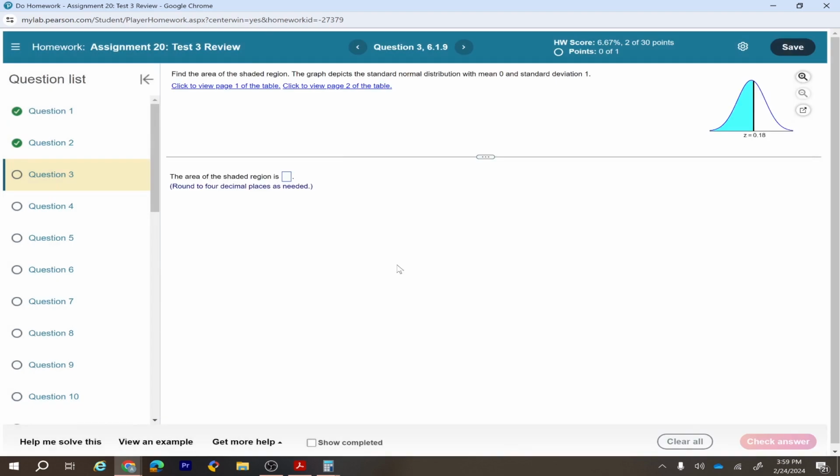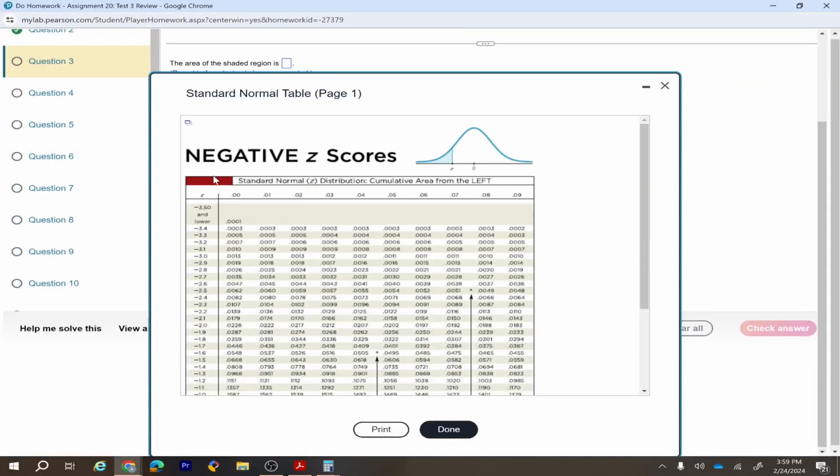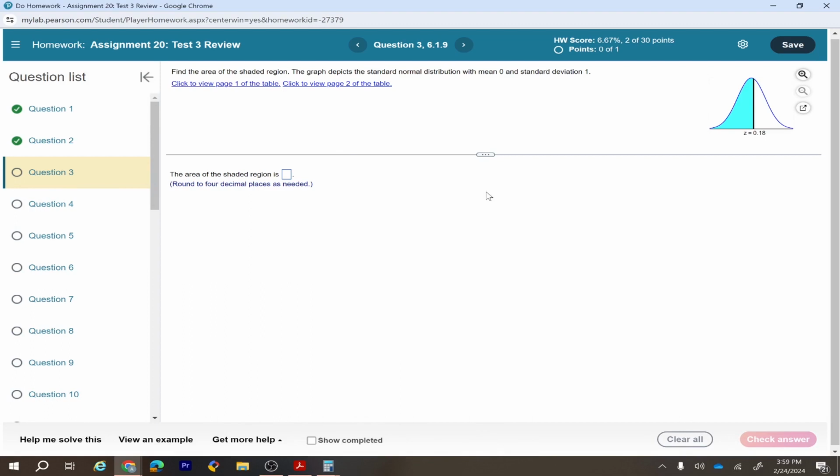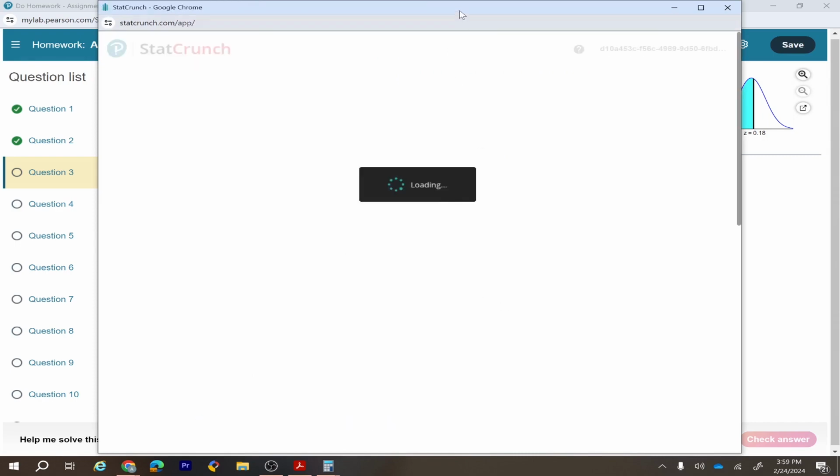Find the area of the stated region. The graph depicts the standard normal distribution with mean 0 and standard deviation 1. So this is the z-score you have been given. Either you can use this table, but I'm not going to use the table, and I suggest you use StatCrunch. That would be easier and more efficient.